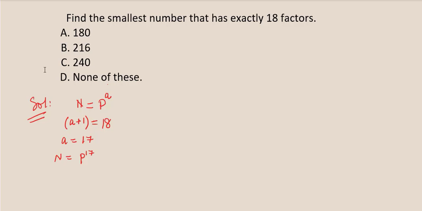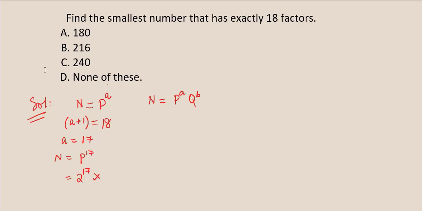And what could be the smallest number? The smallest prime number is 2. So the number is 2 to the power 17, and it's a very huge number. So not the right answer. It couldn't be possible. Now let's see, if I represent this in the form of two prime numbers, it could be p to the power a and q to the power b.